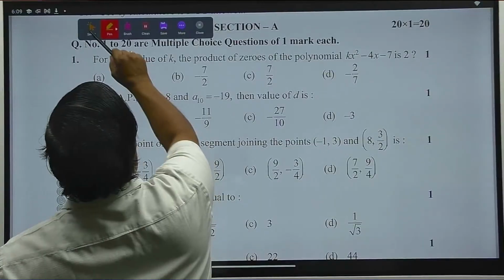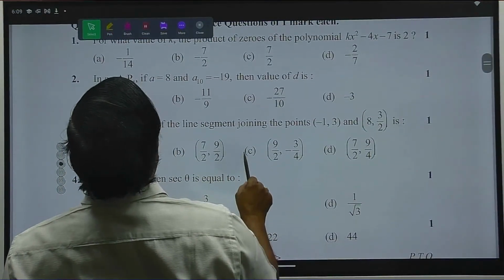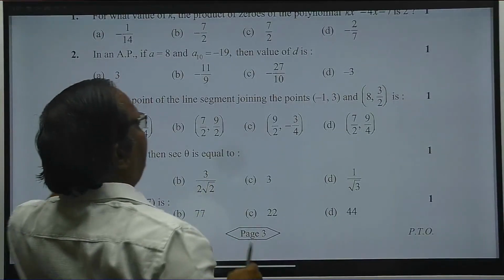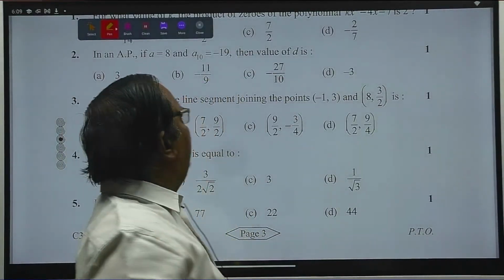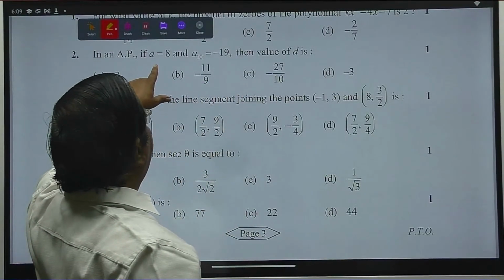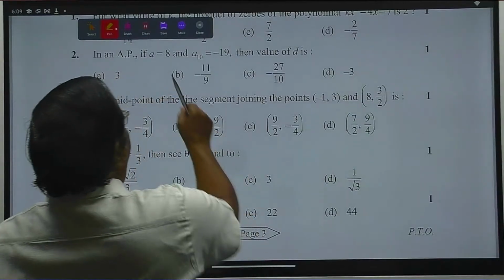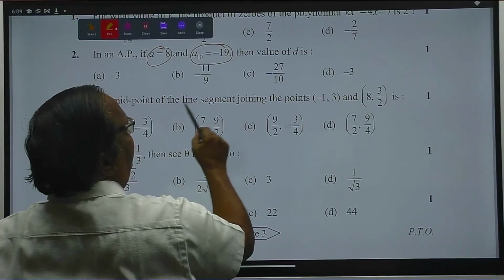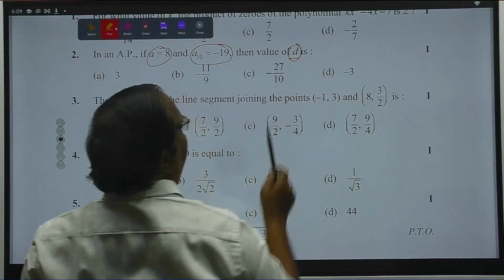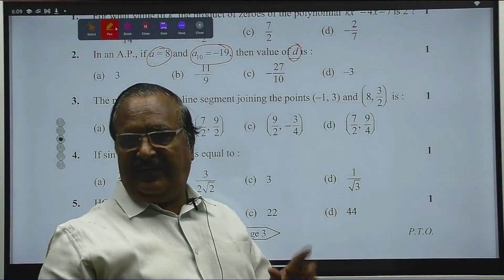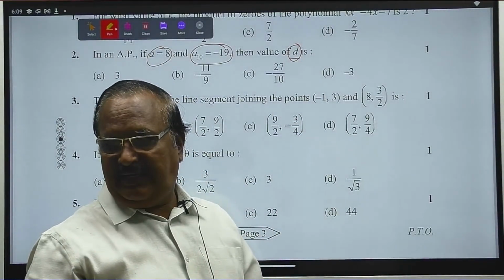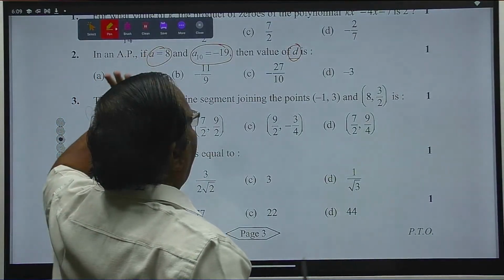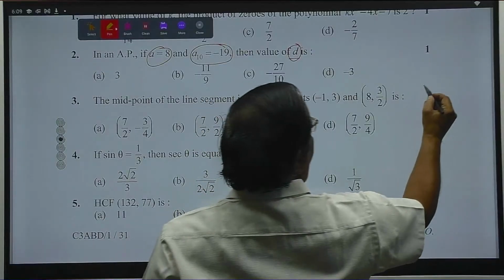Right? So now let us go to the second question. This is an arithmetic progression question. In the AP, a is equal to 8 and a10 is equal to minus 19. Find d. Okay, the common difference we have to find out, right? So now, very simple. Let me do it here.